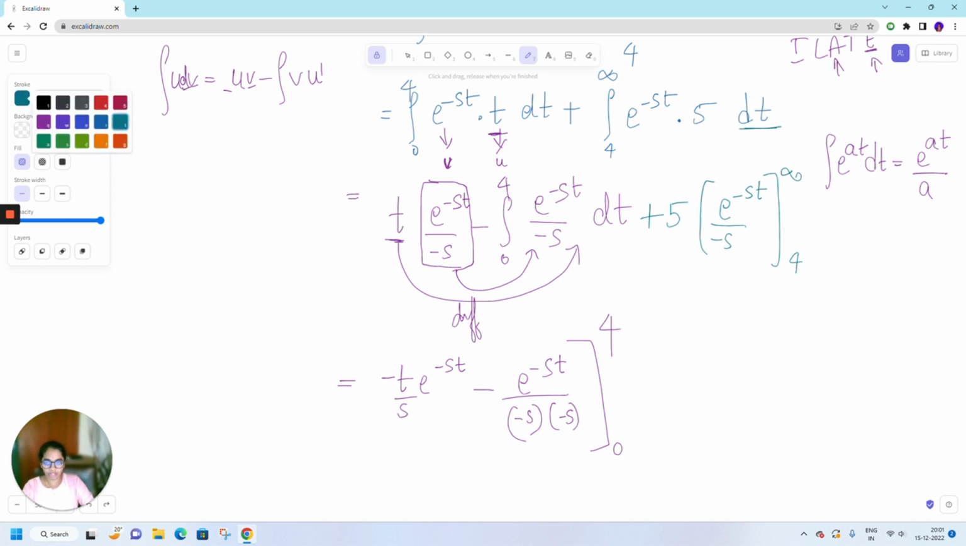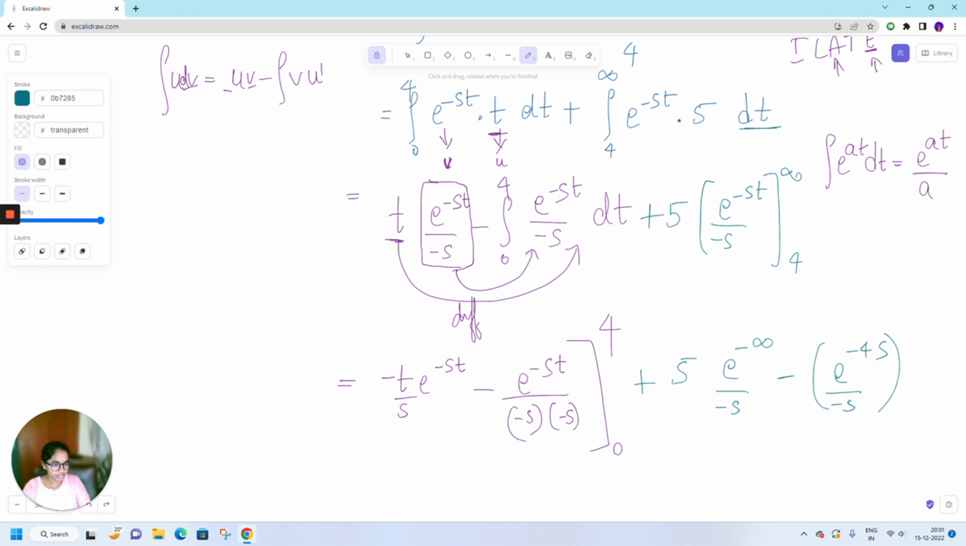Okay, now for the second integral, let me write 5 e to the power minus infinity divided by minus s, upper limit minus e power minus 4s divided by minus s. Okay, so the 5 is for the whole thing.